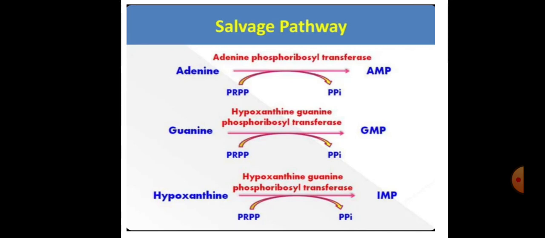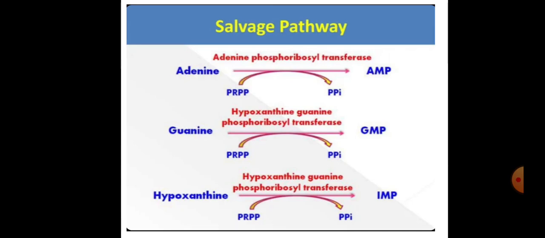So here adenine, it is a precursor, or it is already formed and it is degraded as some of the metabolic product. From that it is the formation of the AMP. There is an enzyme, adenine phosphoribosyl transferase, and the PRPP is also involved in this. Adenine is converted into the AMP.